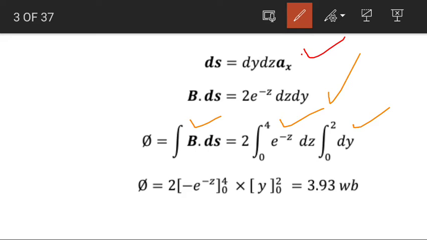You see, the integration of e raised to power minus Z is minus e raised to power minus Z, while the integration of dy is y. So we simplify this integration. We put the limits on the right hand side of this equation. So the magnetic flux passing through this surface turns out to be 3.93 Weber.